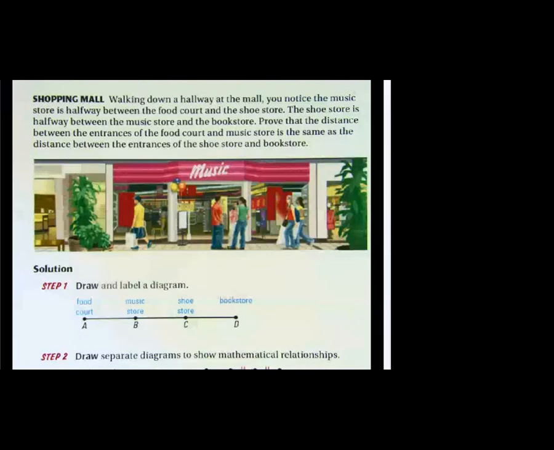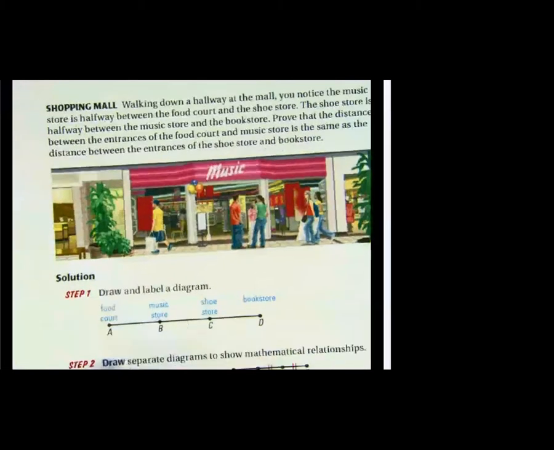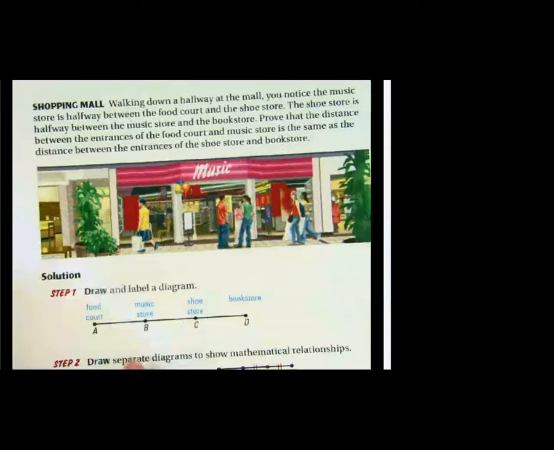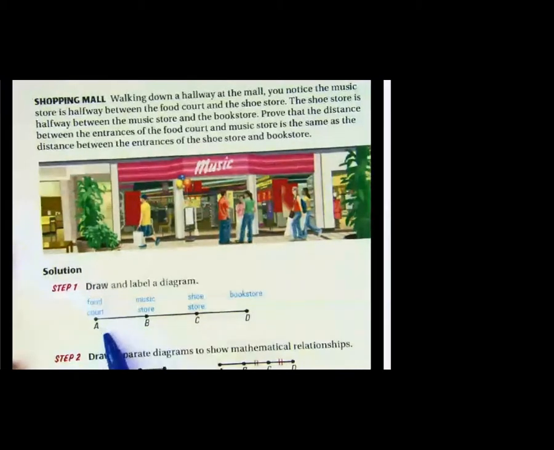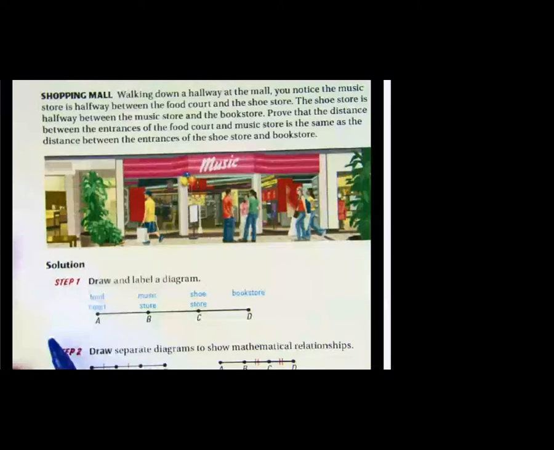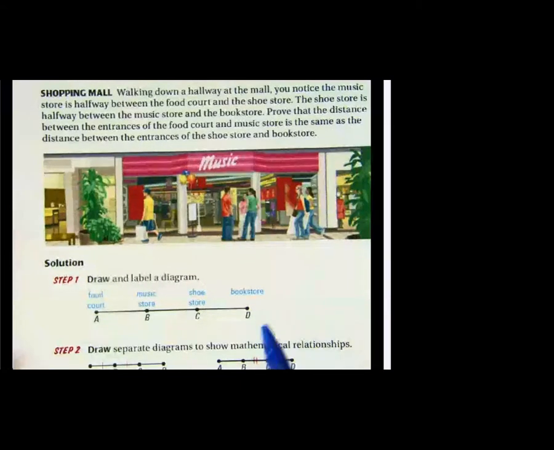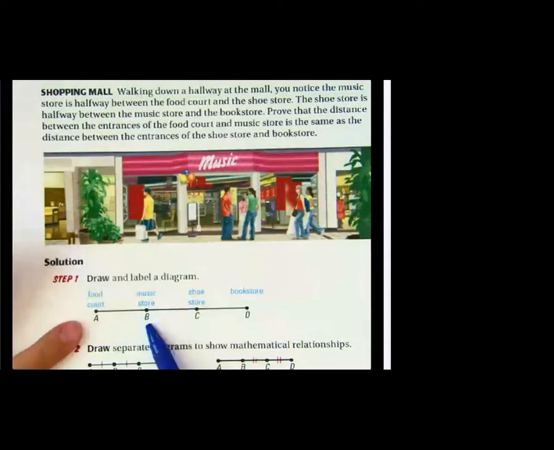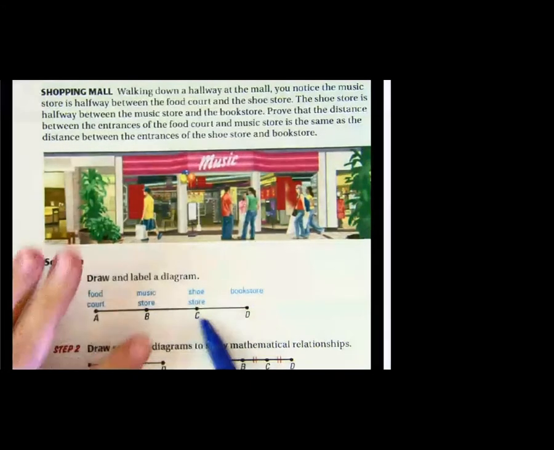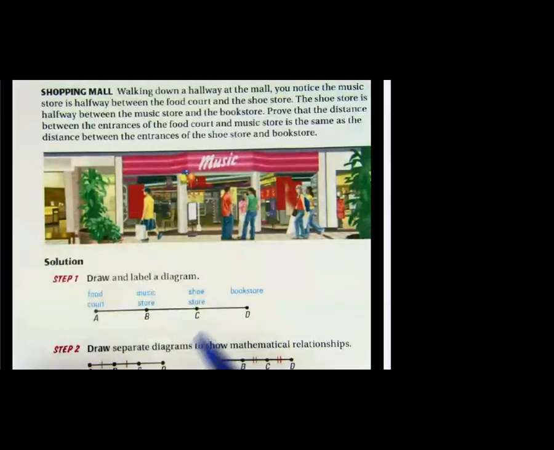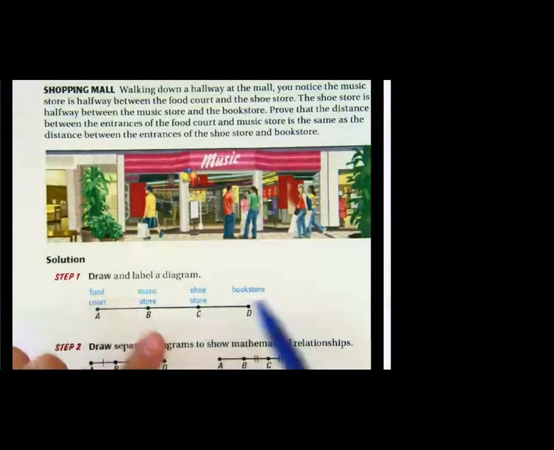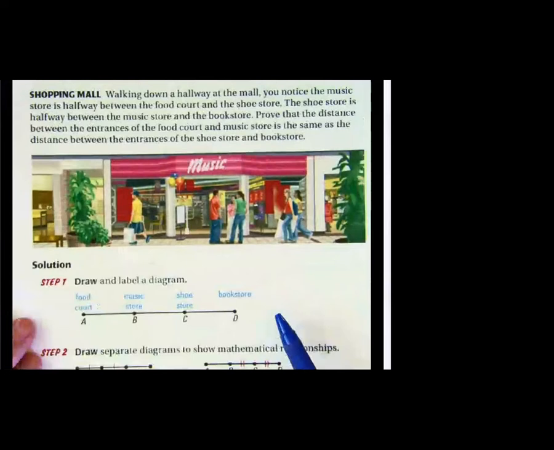So you're going to need to draw a diagram. Here's one here that lines them up in order. So you read through it and you figure out it's, as you're walking down the hall, food, then music, then shoe, then book. So you put them in here. Okay, now you'd like to mark that food and music is the same as music and shoe, and you'd also like to mark that music and shoe distance is the same as shoe and bookstore, because that's what the words of the problem told you.